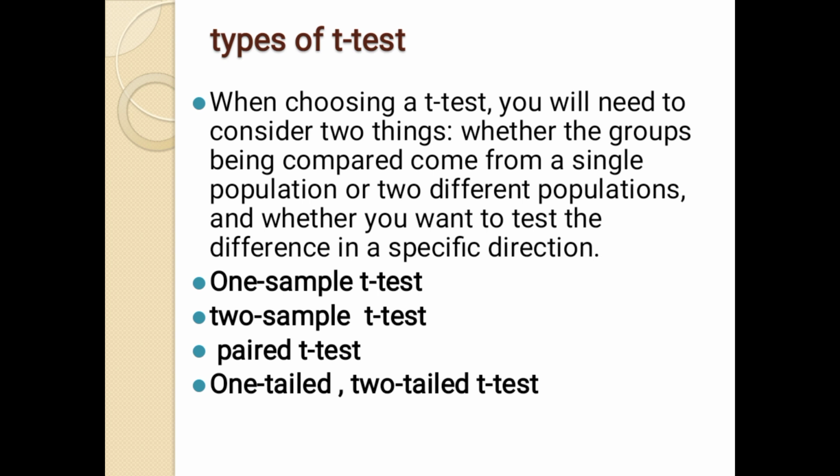The first thing is whether the groups are compared from a single population or two different populations, whether they belong to the same group or two different groups. And the other one is whether we test the difference in a specific direction or not. That is also considered when choosing a t-test. When performing a t-test, we have to consider these things.